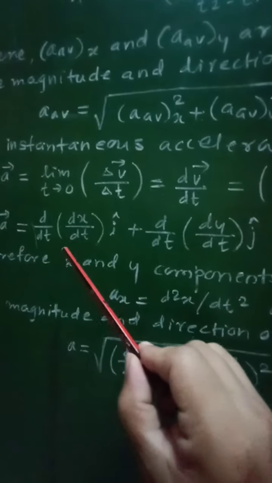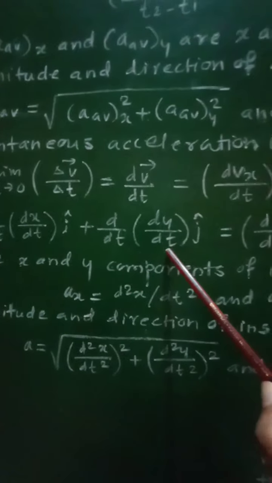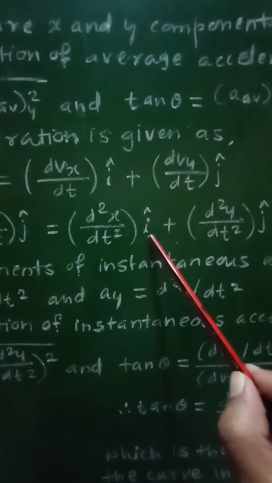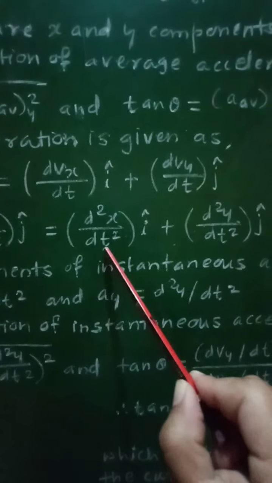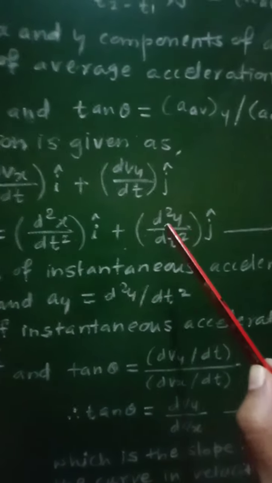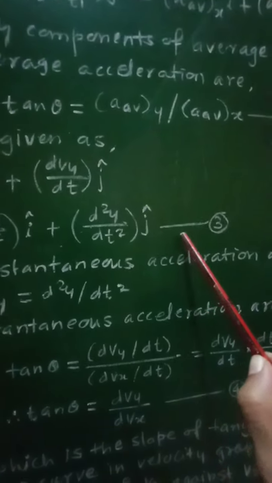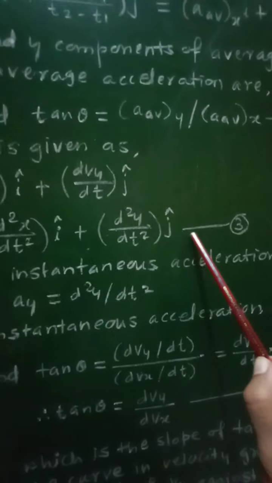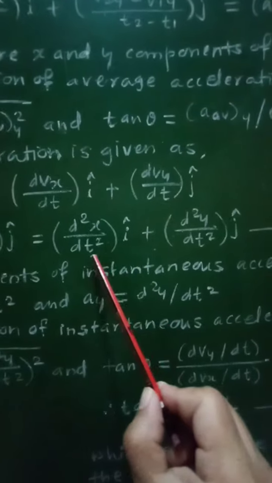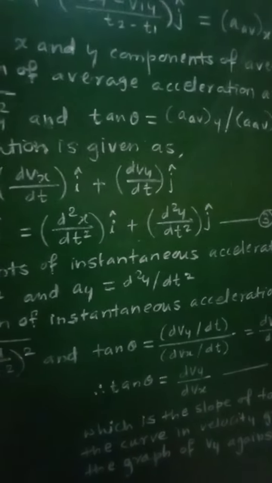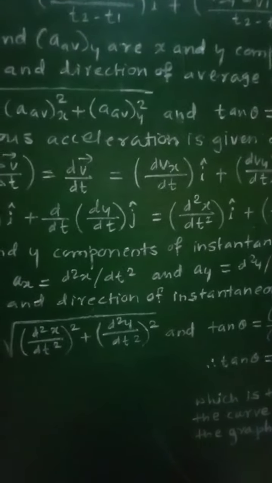Now this will represent the double derivative, this will also represent double derivative, and therefore it will be written as d square x by dt square i cap plus d square y by dt square j cap, equation number 3. So this equation number 3 will represent the instantaneous acceleration of that particle.